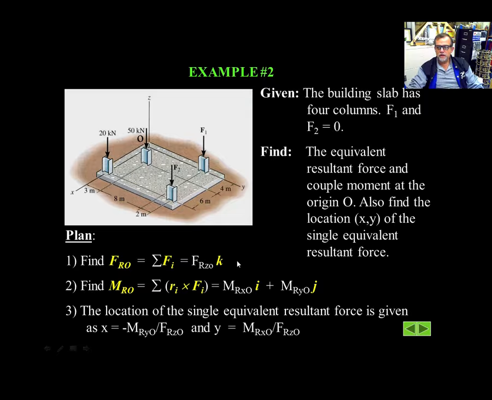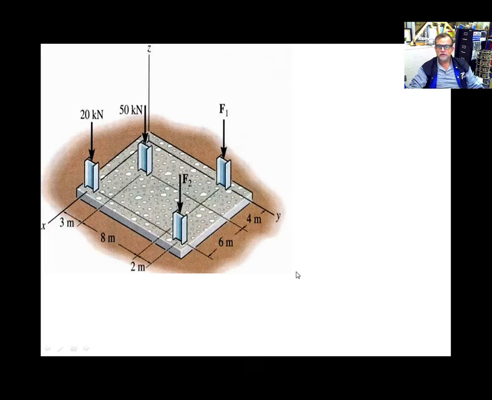Calculate the resultant force. Quick, what is the resultant force there? Is there? What is the resultant force? 20, 50, 0, 0. Resultant force, 70 K. Direction negative, going downwards. That's it. First part done. Second part, moment with respect to the origin, that point over there.